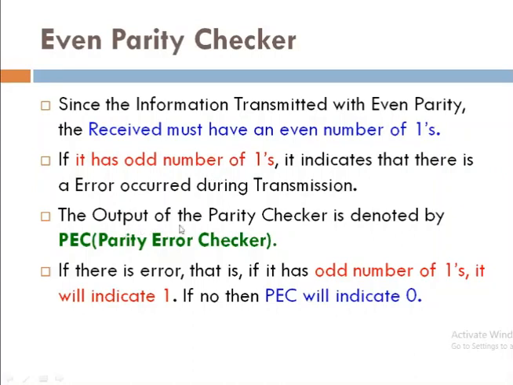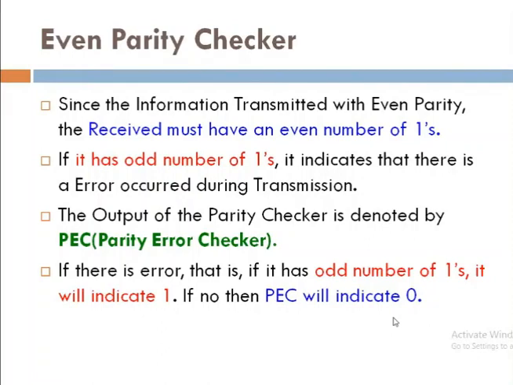So the output of the parity checker is denoted by the parity error checker. If there is an error, that is if it contains an odd number of ones, then it will be indicated by 1, or if there is no error, then the output bit will be indicated by 0. It means that whatever output part you want to write down, for that purpose you need to check the number of ones.